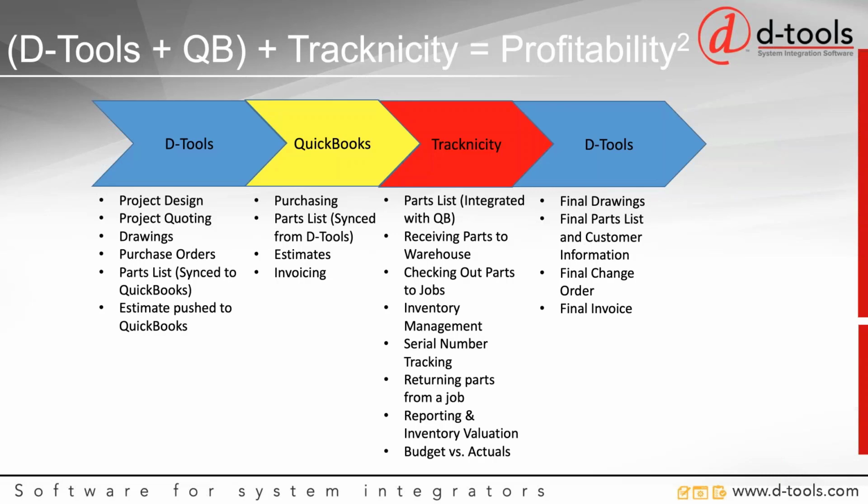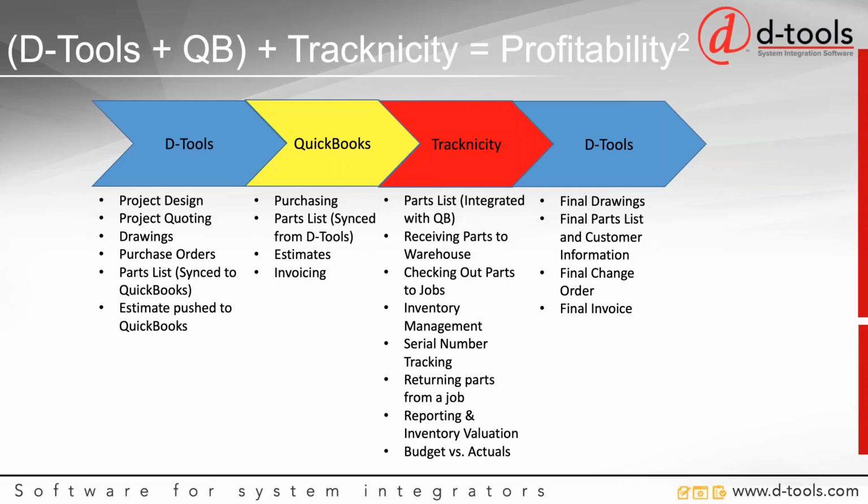Where Tracknicity comes in is as a continuation of that parts list. The parts list that we started in D-Tools that syncs to QuickBooks also syncs to Tracknicity. So through QuickBooks, we're able to take anything that's in your D-Tools parts list and sync it into Tracknicity. So you're not managing a separate database, you're not managing a separate application. If it lives in D-Tools, it lives in Tracknicity. Tracknicity can be used for receiving parts to the warehouse. So if you order parts for stock, you can use Tracknicity to receive those parts into the warehouse.